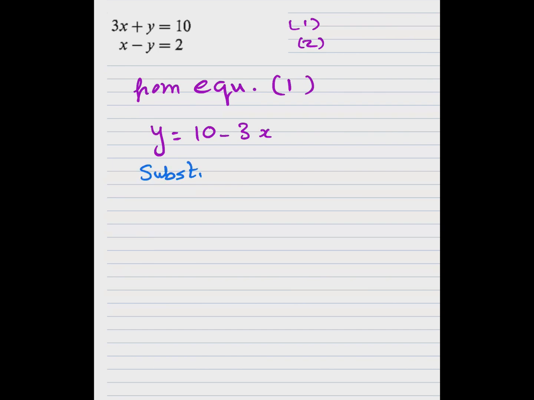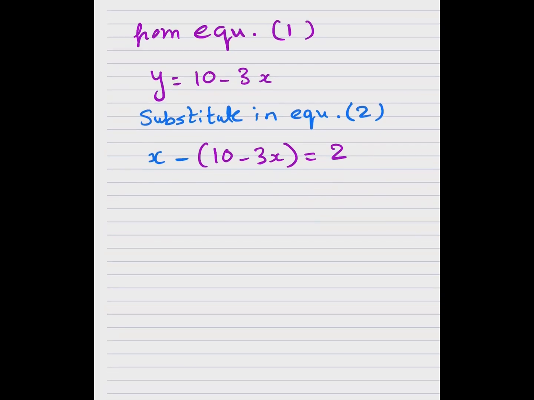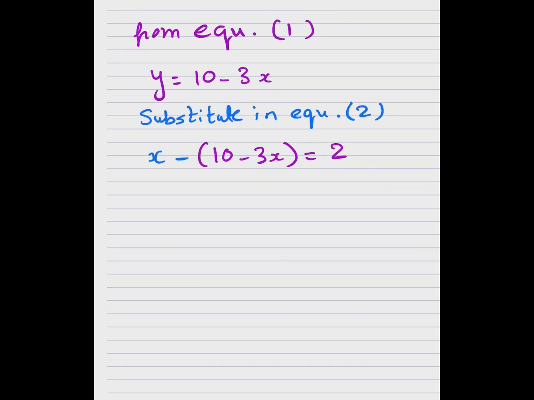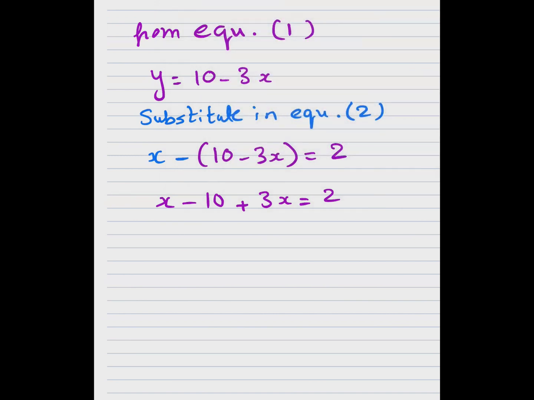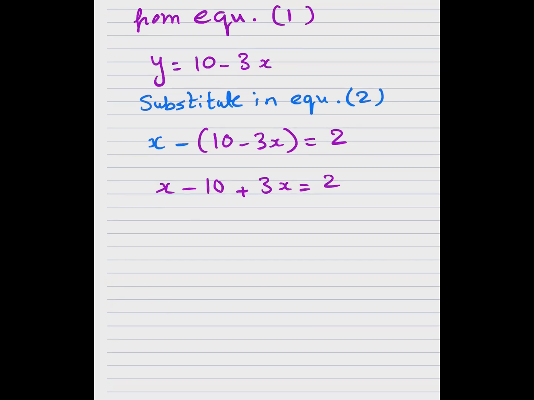So substitute in equation 2 instead of the y. So it will be x minus (10 minus 3x) equals 2. Then after that I expand and solve for x. So it will be x minus 10 plus 3x is equal to 2, because this negative is multiplied by positive 10, so negative times positive will give me negative, and negative times negative will give me positive.